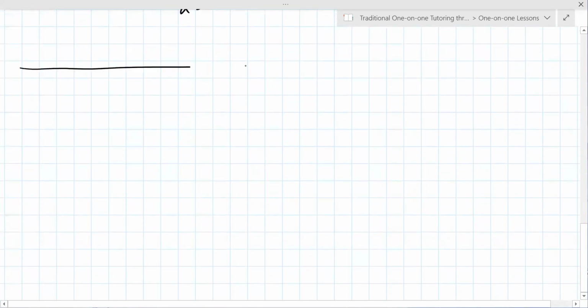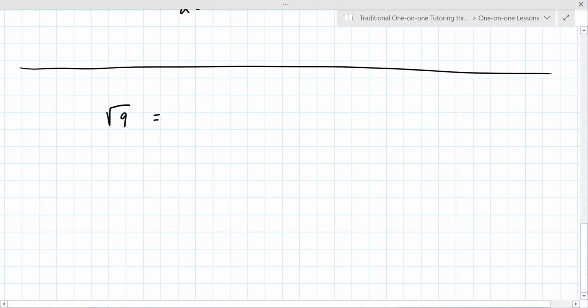Now the last piece of doing the distance formula is you have to be able to take the square root of certain numbers. Like, what is the square root of 9? What two numbers multiply together to give you 9? 3 and 3. So the square root of 9 is 3.